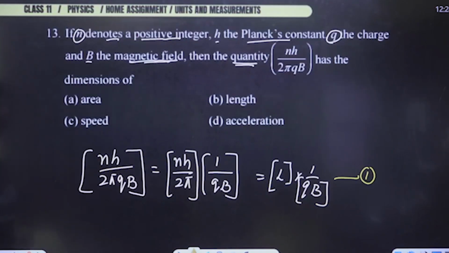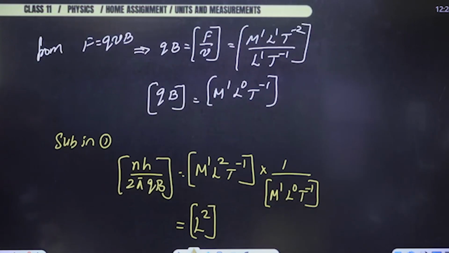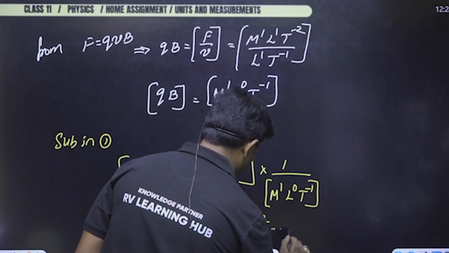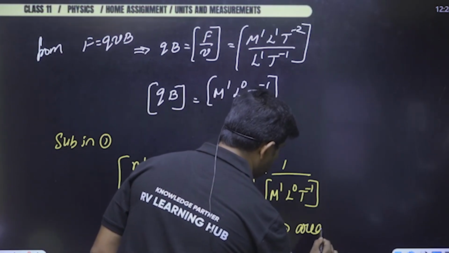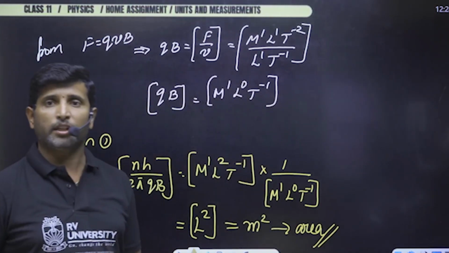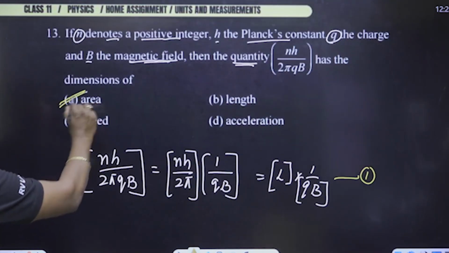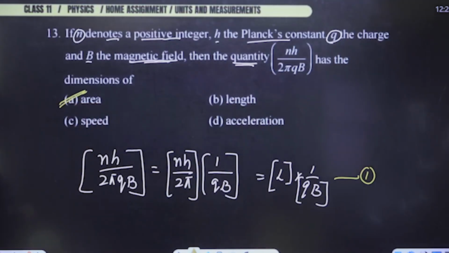So L to the power of 2 indicates nothing but meter square. Meter square is nothing but what here? Area. That will represent the quantity area. Therefore, we can go with option A as the right answer.